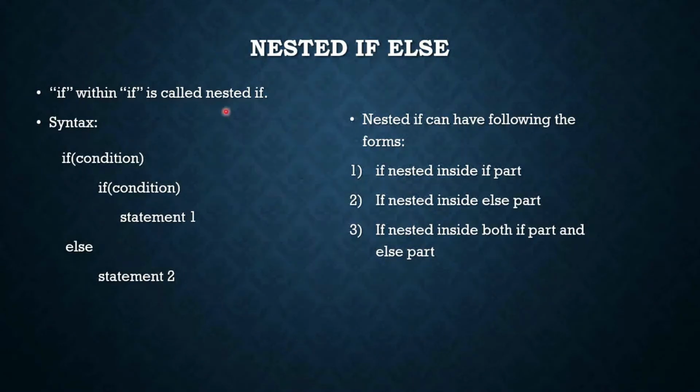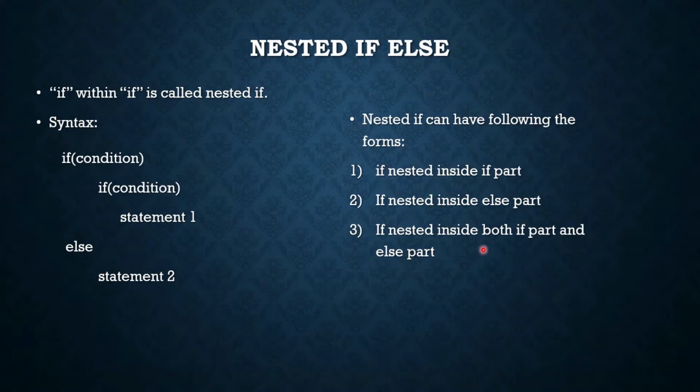Now there is nested if-else. An if within an if is called nested if. Its syntax is like: if condition, and then we write another if in this outer if block. Again the condition and its statement we want to execute, and then I use the else of this outer if and write a statement 2. It has three forms. We can write the if nested inside the if part, like this outer if part. If nested inside the else part, like we can write this inner if in this else block also.